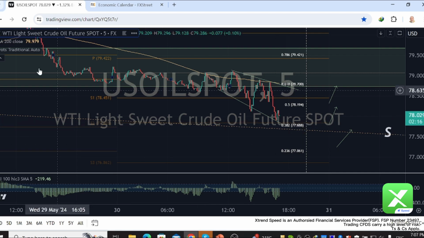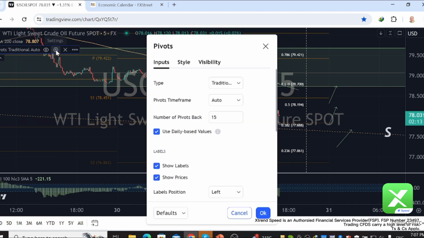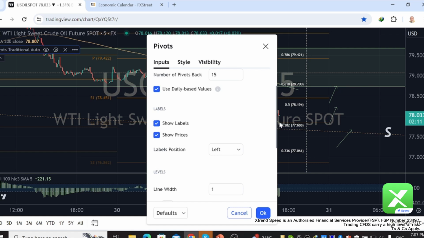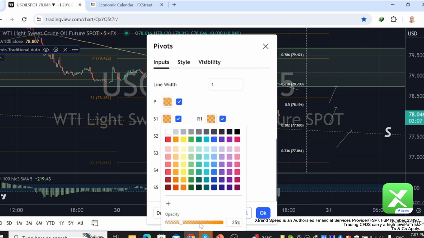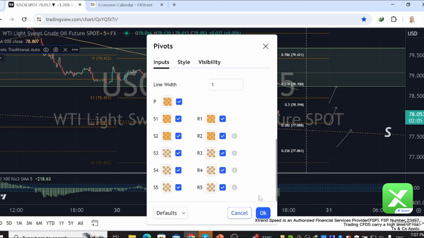Yes, it's a bit shady. Let's have it highlighted. Usually the market bounces support 2, so we can use this. So we're going to have it highlighted. All right, now it's highlighted.